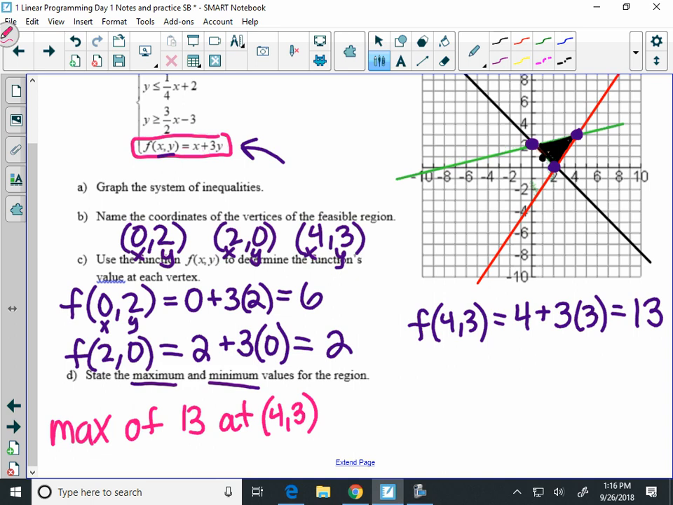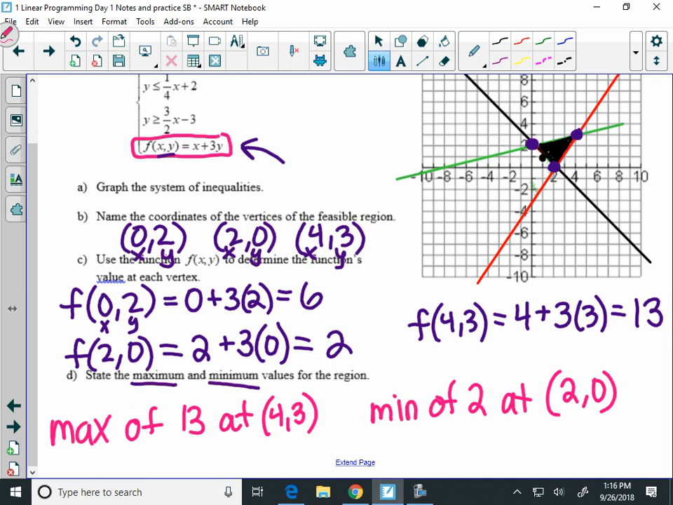Like I said, that doesn't really mean anything today, but it's going to have context starting tomorrow. Now, what was your minimum value here? We have a minimum of 2. At what ordered pair? 2, 0. Right, and that's the whole process. That's the time-consuming part of linear programming. This is what your quiz is going to be on Friday. Not too horrible? Not too bad?